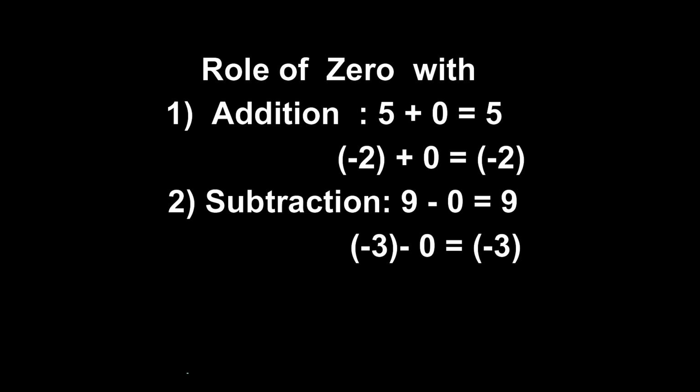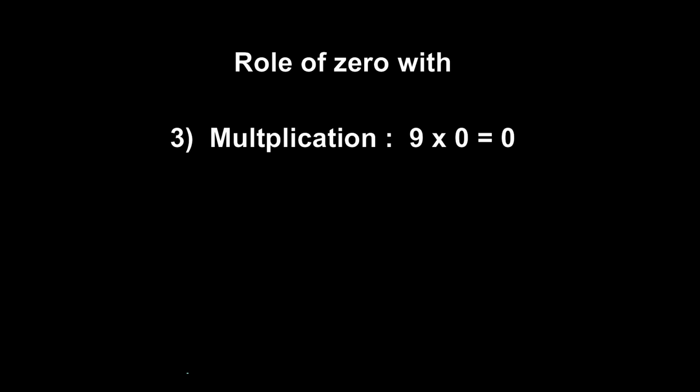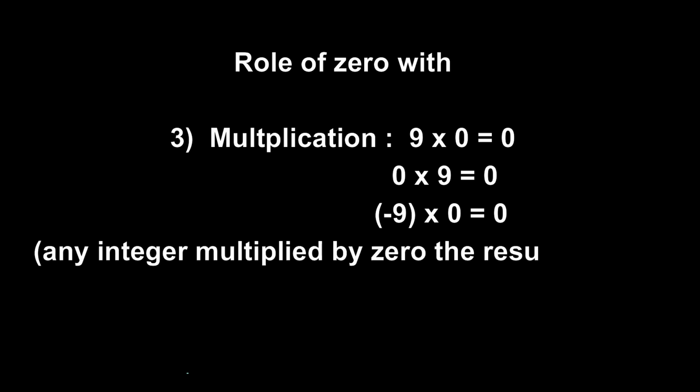But the role of 0 with multiplication is a bit different. When you multiply any number with 0, you will always get the answer as 0. You can see 9 multiplied by 0, you all know that 9 multiplied by 0 is 0. Or 0 multiplied by 9 is also 0. Minus 9, if multiplied by 0, is also 0. So any integer, when it is multiplied by 0, the result is 0.